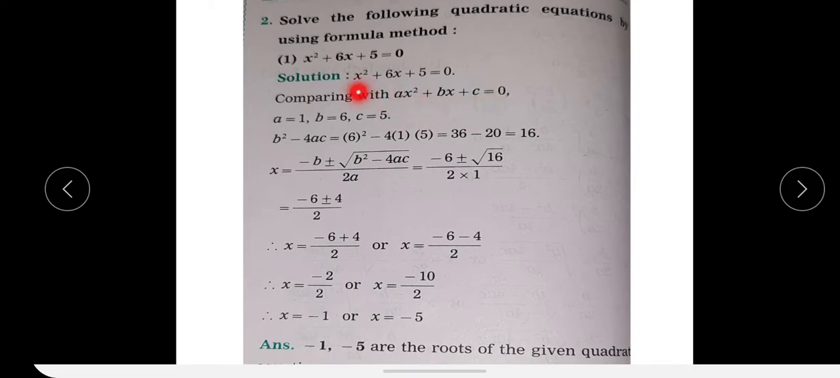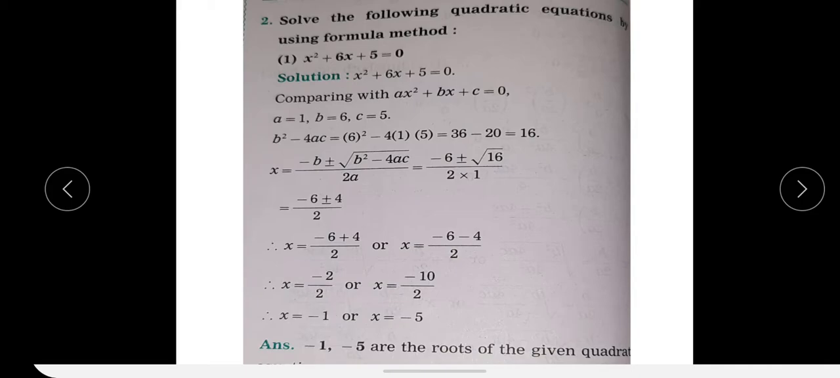When you compare this equation, then you will get the value of a, that is the coefficient of x square, that is 1. The value of b means coefficient of x, which is equal to 6, and c, the constant term, is 5. Means a is equal to 1, b is equal to 6 and c is equal to 5.